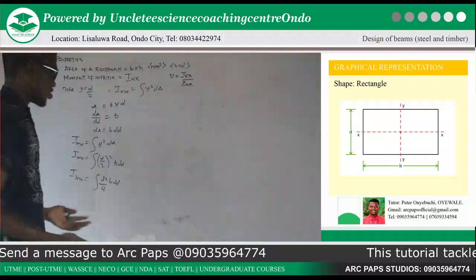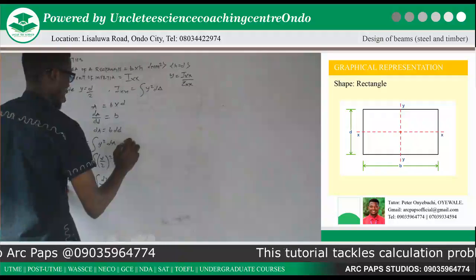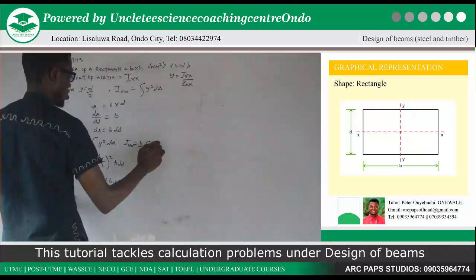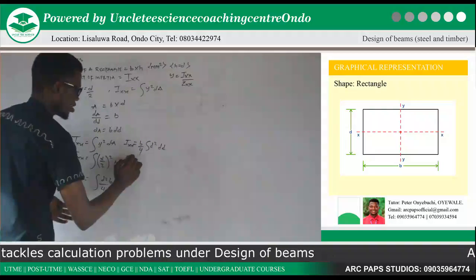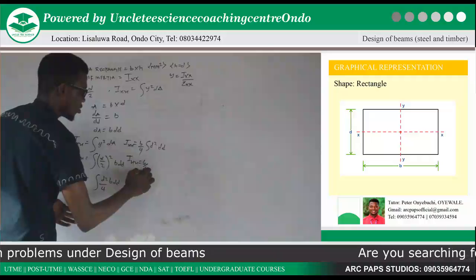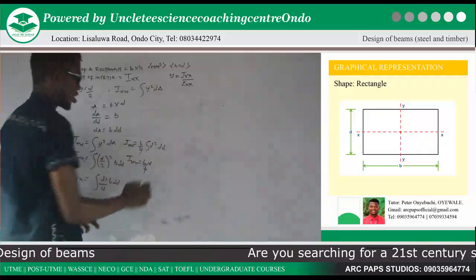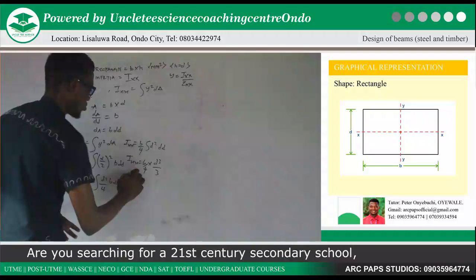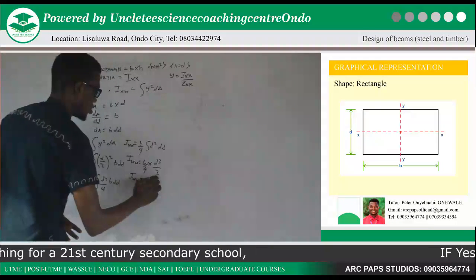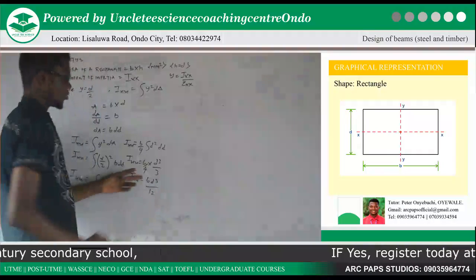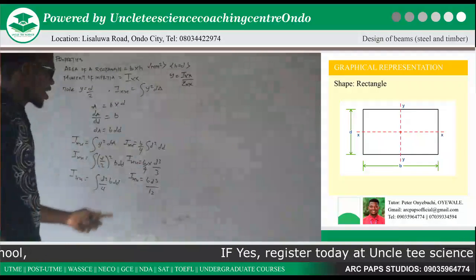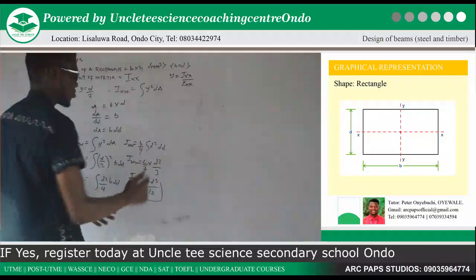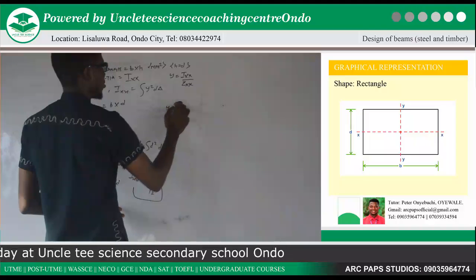Now we can bring out b over 4 because it's a constant, so we can factorize b over 4 out, which will give us Ixx equals b over 4 integral d squared dd. Now this b over 4 times, when you integrate d squared, you get d raised to power of 3 divided by 3, plus an arbitrary constant c. It means our Ixx will give us bd cubed divided by 12. Now I've gotten our Ixx to be bd cubed divided by 12. That is one of our main formulas. That is our moment of inertia.